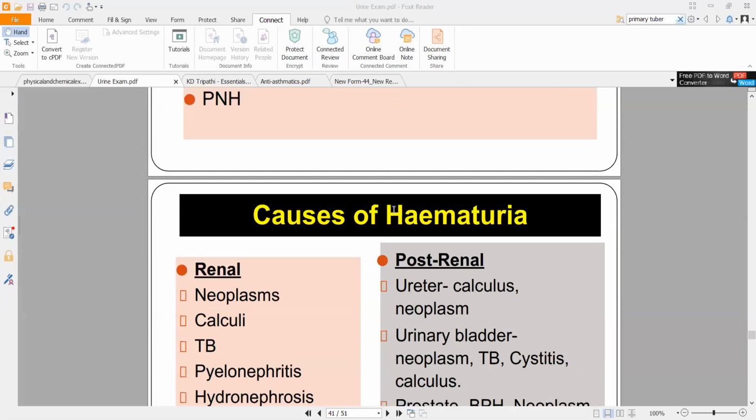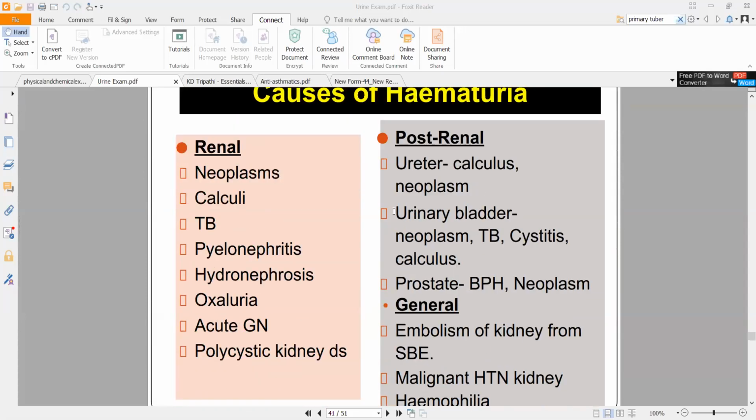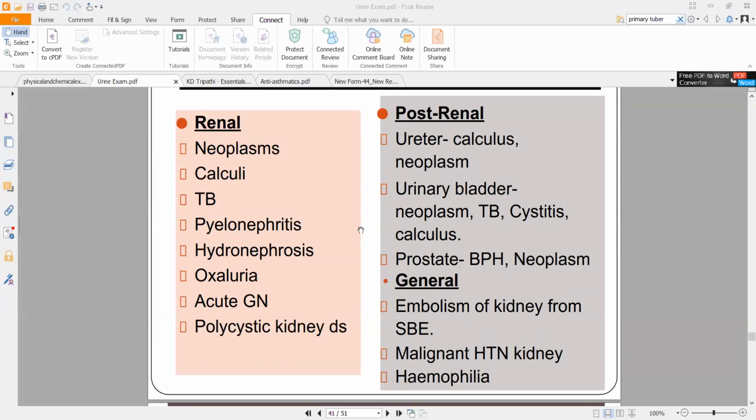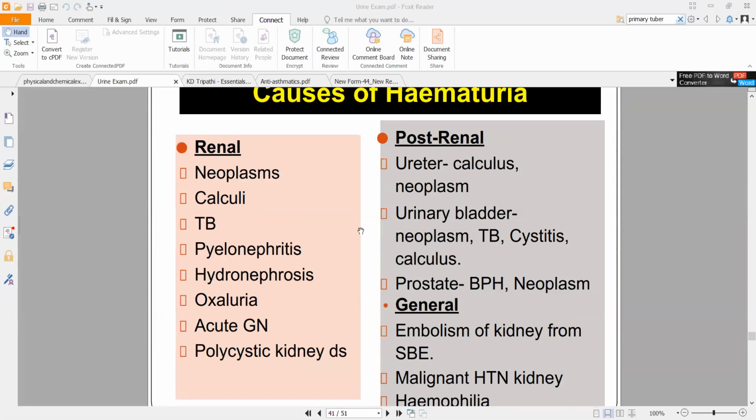So PNH can cause hemoglobinuria as well. Coming to the causes of hematuria, what causes hematuria? This can again be divided into renal, post-renal, or general. So it can be a problem in the kidneys. It can be a problem occurring before entering the kidney.